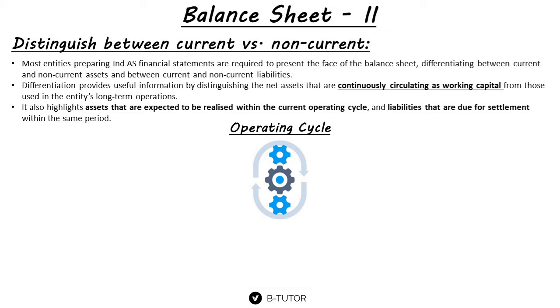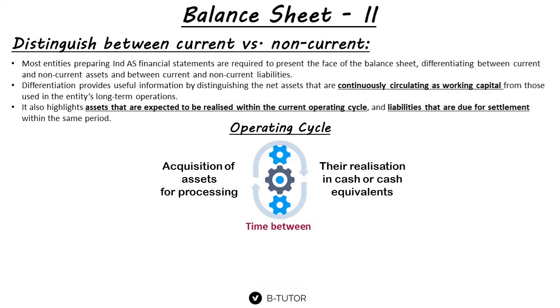Operating cycle of an entity is the time between the acquisition of assets for processing and their realization in cash or cash equivalents. When the entity's normal operating cycle is not clearly identifiable, it is assumed to be 12 months. The definition is the base for identifying current or non-current asset or liability. Let's see current asset definition and identify what is non-current asset.